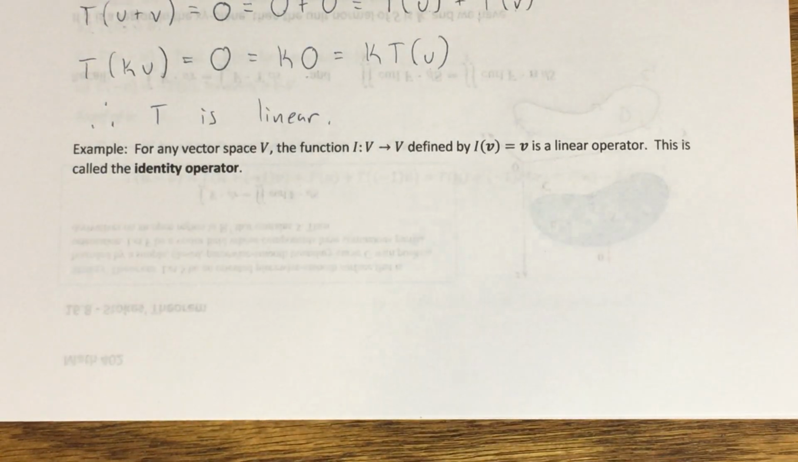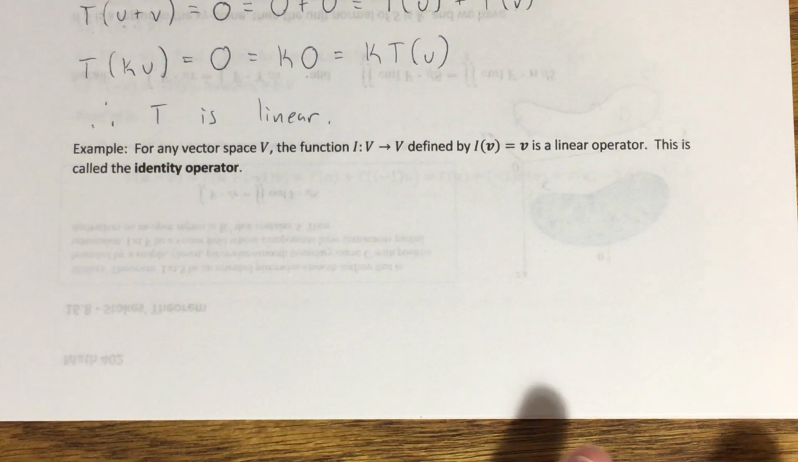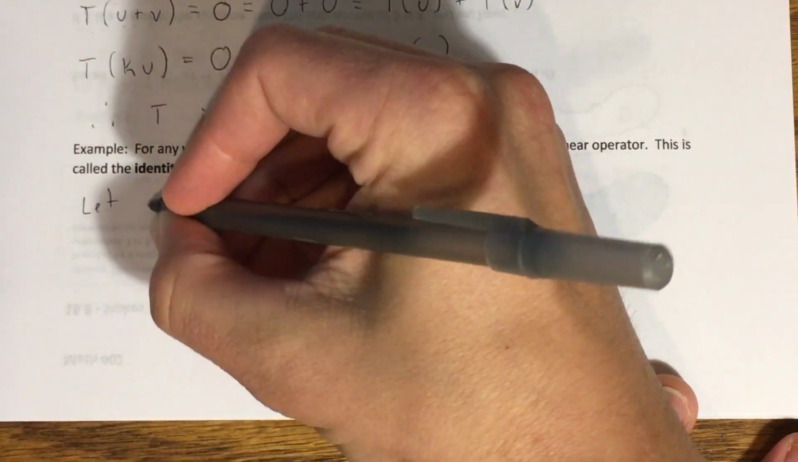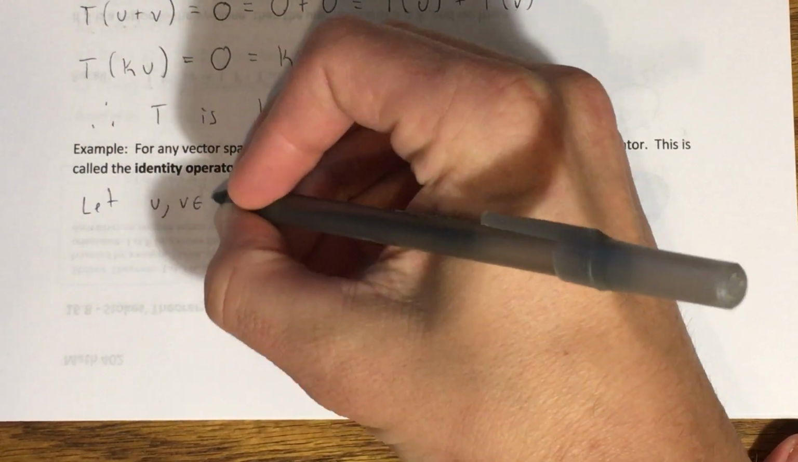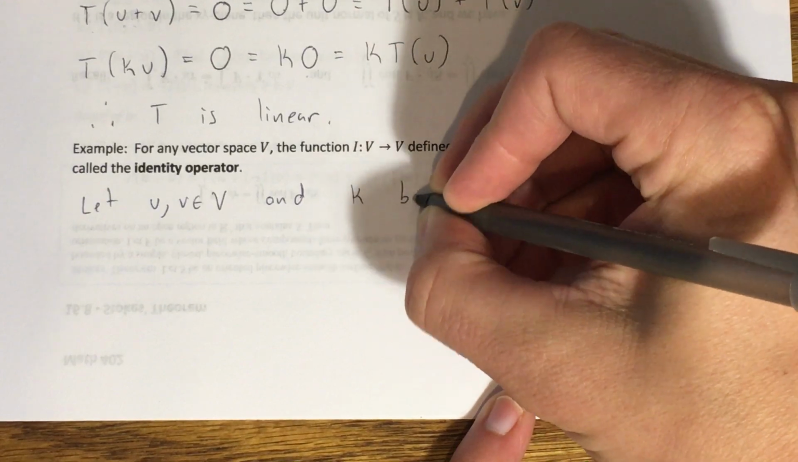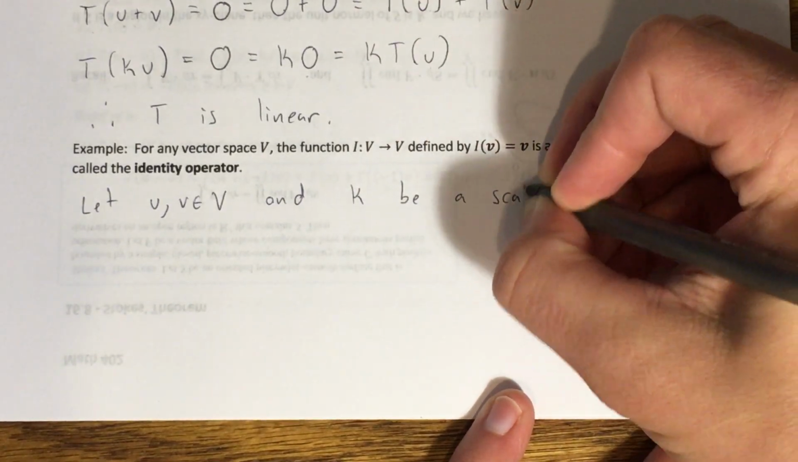And that shouldn't be surprising. You've talked about identity functions in algebra. It's the same idea. This is a linear transformation. So again, let u and v be elements of V, and k be a scalar.